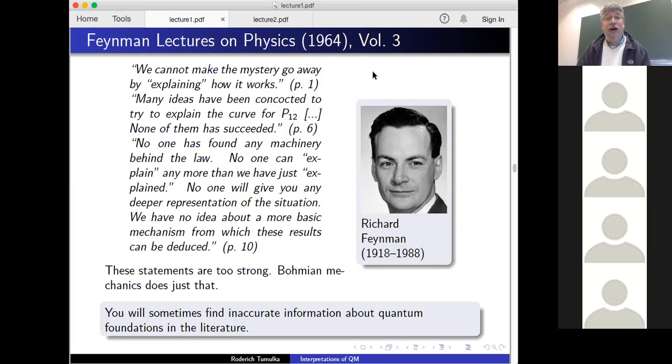It gives you a machinery, a mechanism, a picture of what actually happens during the experiment, that makes the mystery go away completely. The idea that you have a wave and a particle, there's nothing mysterious about that. The idea that the equation of motion for the particle could depend on the wave, there's nothing mysterious about that. So I'm saying this as a kind of warning that even from excellent people such as Feynman, you can sometimes find inaccurate information about quantum foundations in the literature.